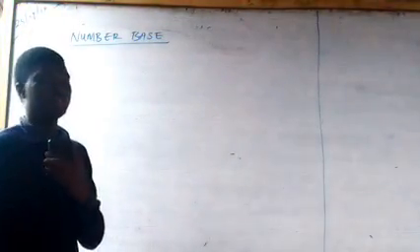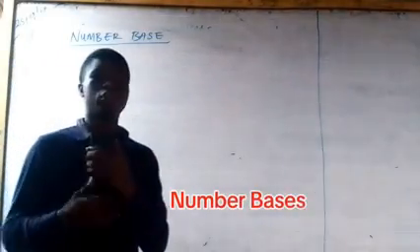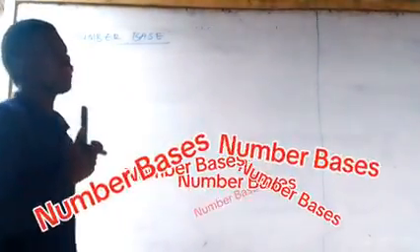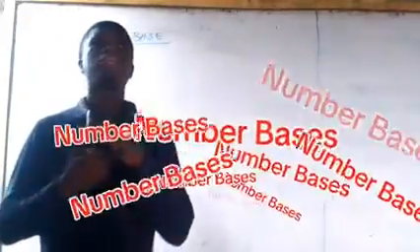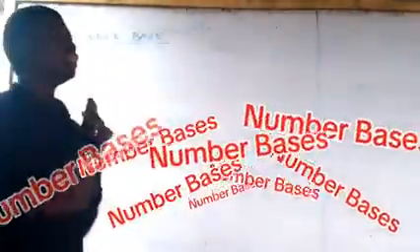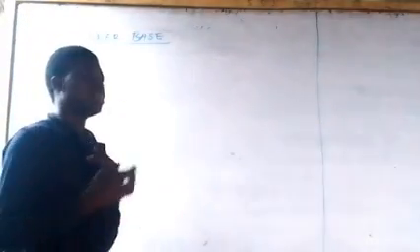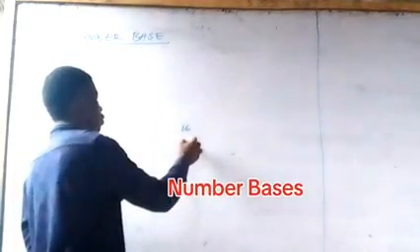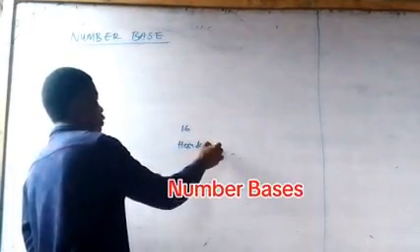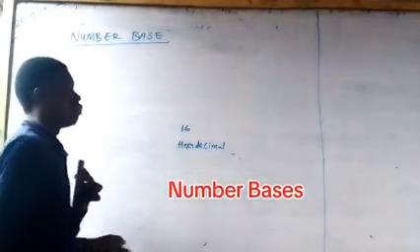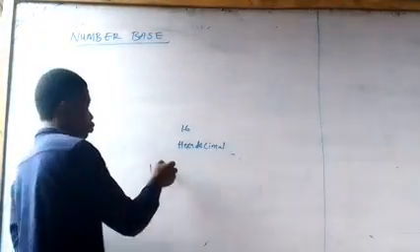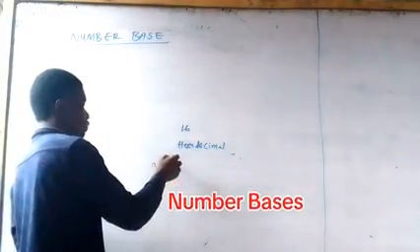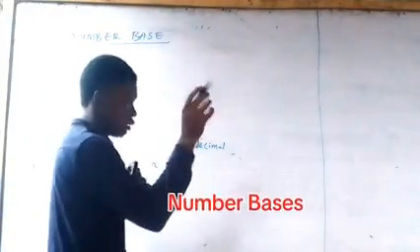Welcome to today's lesson. We are still under numbers and numeration, and we are doing number base. For now, the highest they teach in secondary school mathematics is up to base 16, hexadecimal. But we have base 2, 3, 4, 5, 6, 7, 8, 9, 10, 11, 12.